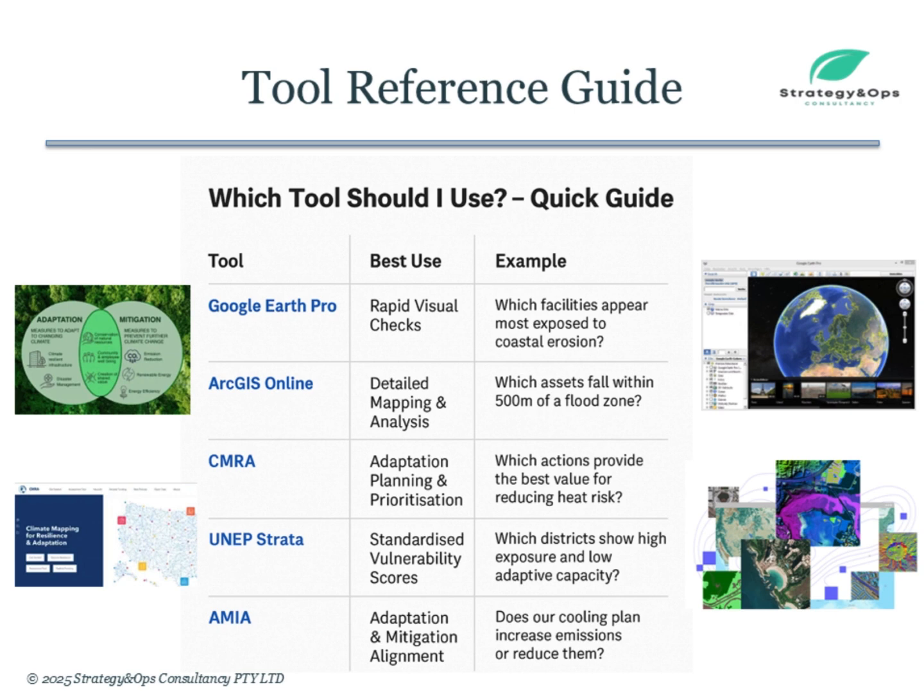UNEP Strata is ideal when you need a standardized vulnerability baseline. It combines hazard, exposure, and socioeconomic indicators into ready-to-use vulnerability scores, which are especially helpful for regional and national planning. AMIA comes into play when you need to consider how adaptation and mitigation interact. It reveals synergies, identifies trade-offs, and helps ensure adaptation actions don't unintentionally increase emissions. Together, these tools cover the full workflow, from rapid diagnostics to deep analysis, integrated planning, and investment-ready recommendations.